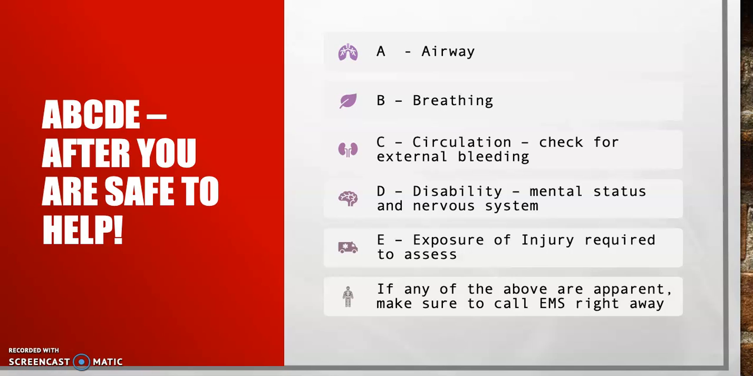Circulation, you're checking for external bleeding. So are there any large lacerations? Is there any external wounds where blood will be leaving the body? D stands for disability. Is their mental status or nervous system compromised from the injury that they received? So seeing if they can move their fingers and toes and all their extremities. And then E, exposure of the injury required to assess. So that's saying that would you have to further expose an injury to see what the full scope of the injury was.